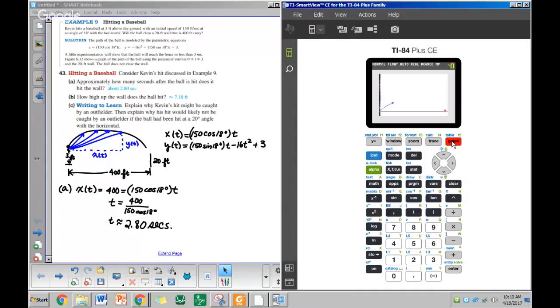There it is. The wall is growing. Boom. I can change my window again. Instead of T-max being 5, I should make it 2.80. That's a problem. I have a problem where my things don't graph at the same time.